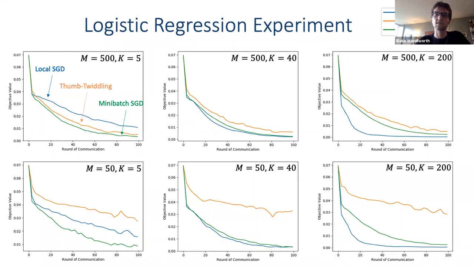So in practice, this also appears to be a warning that you should only use local SGD when k is relatively large, and you should be wary of using it for smaller k, because in that case, it is generally a better idea to use mini-batch SGD.